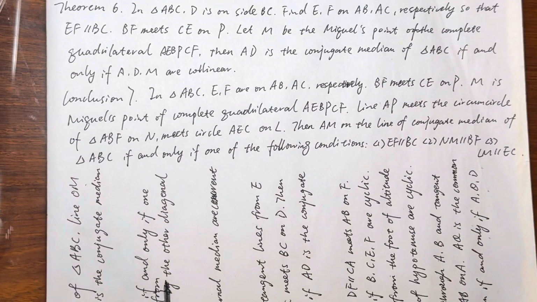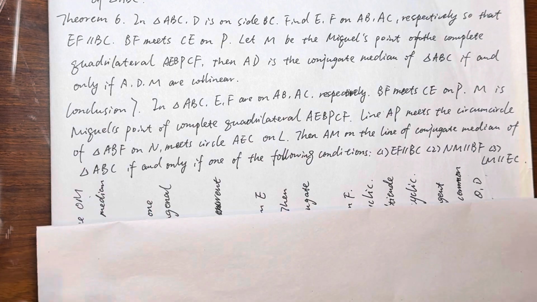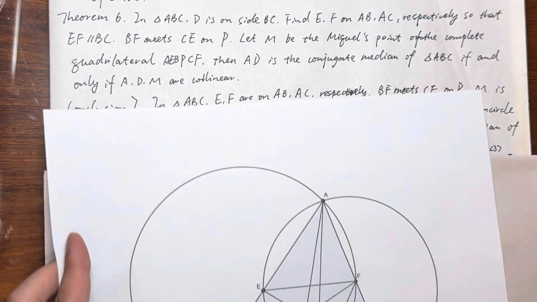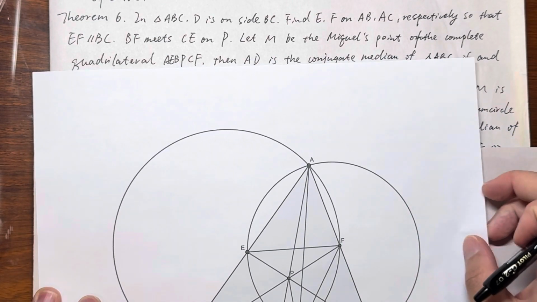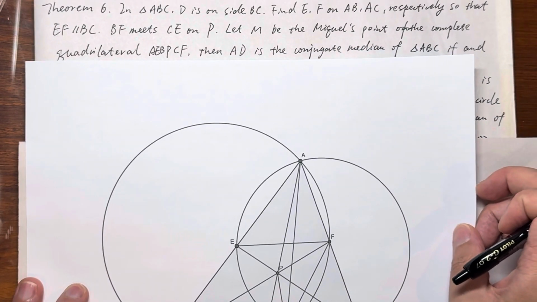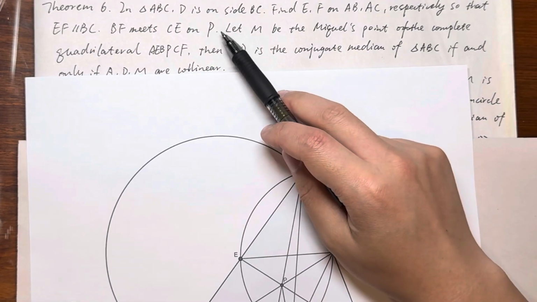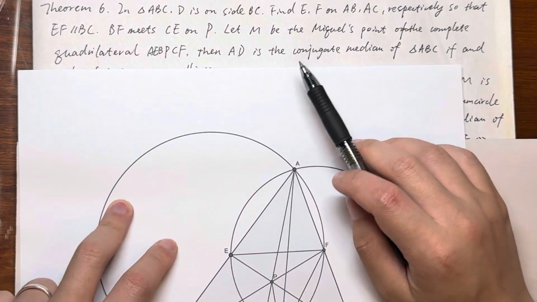Now let's look at theorem 6. Theorem 6 is kind of complex if we draw the figure manually, so I printed it out. Let's read the problem and look at the figure, and then we think about how to address it. Okay, in the triangle ABC, D is on side BC, so neglect this sentence for now.